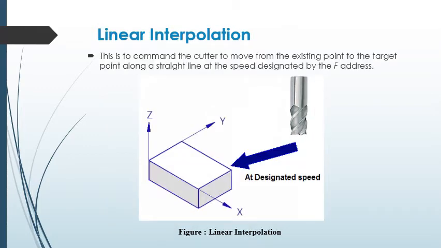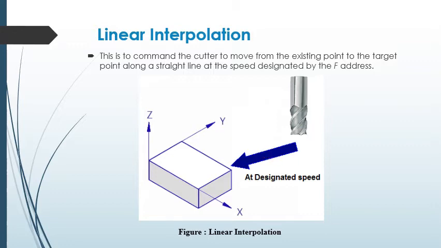Second term is linear interpolation. In this particular command, we command the cutter to move from the existing point to the target point along a straight line at the speed designated by the F address. So here we designate some speed so that it moves linearly, and we call it linear interpolation.